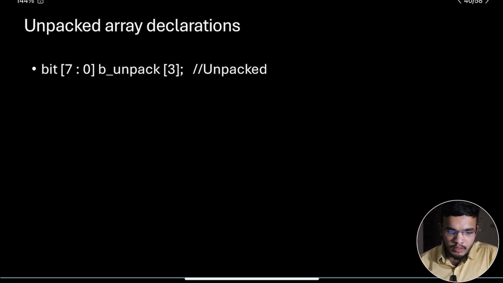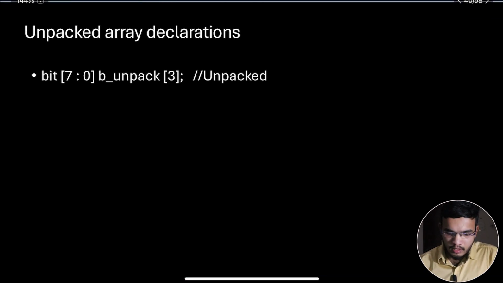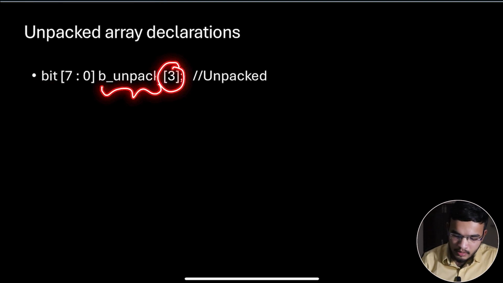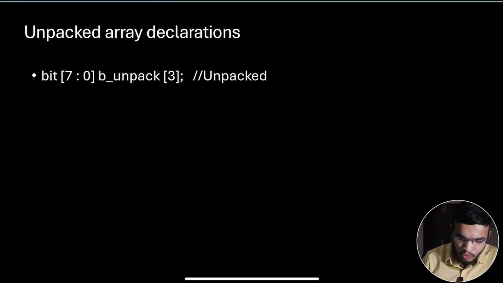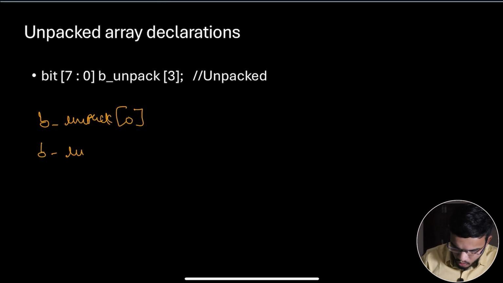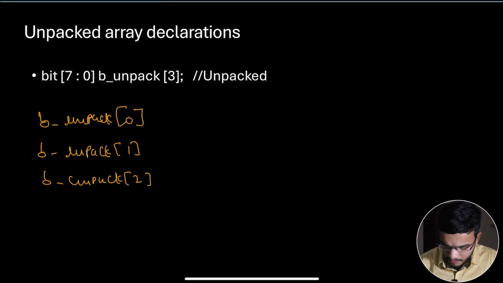So you have this unpacked array in SystemVerilog. The typical declaration for this unpacked array is this: the array has 3 elements, each holding 8 bits. So the structure looks something like this: b_unpack[0], b_unpack[1], b_unpack[2], which have these words.